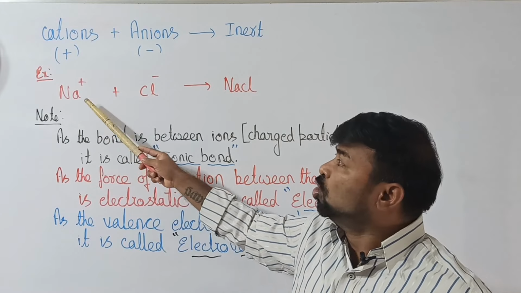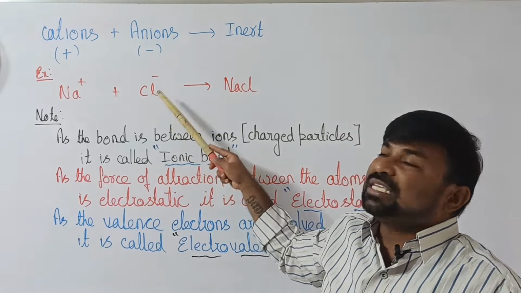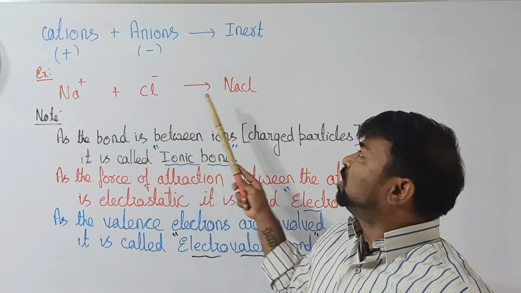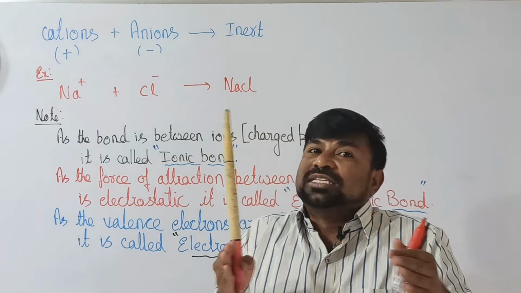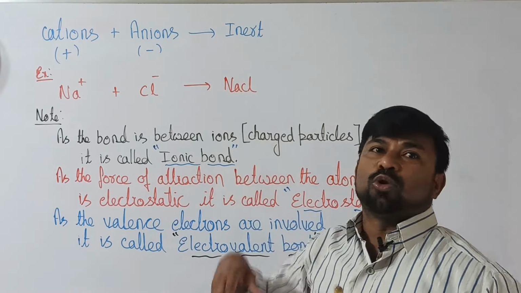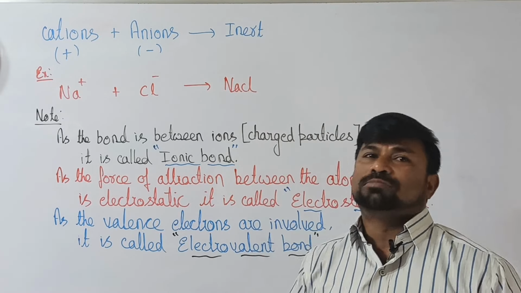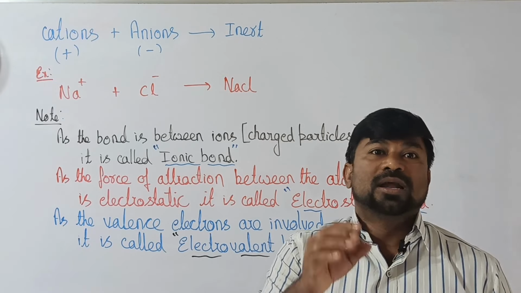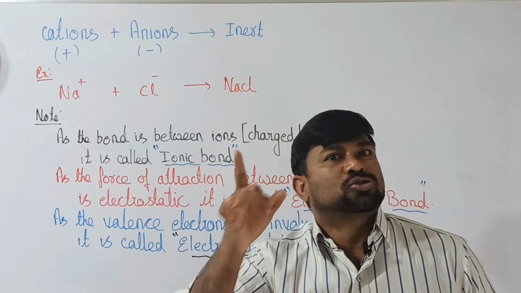Example, just now I said to you, Na plus, which is a positively charged cation, and Cl minus, which is a negatively charged ion, combine together to form sodium chloride. Please remember, sodium chloride is an inert one, which is a stable one. In the same way as sodium chloride is formed, we can come to magnesium chloride, aluminium and other compounds. Based upon the valency, they combine. But please remember, ionic bond is formed by complete transfer of electrons from one atom to another atom.